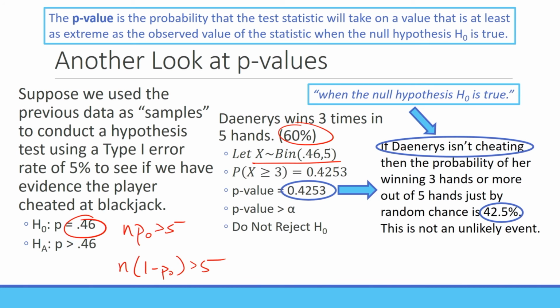The probability of someone winning 3 or more hands out of 5 is about 42.5%. So no, that's not an unlikely event. So even if somebody's playing honestly, winning at this rate is not unusual.